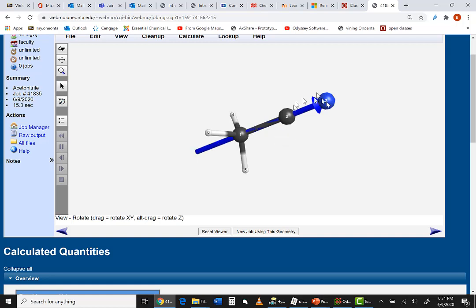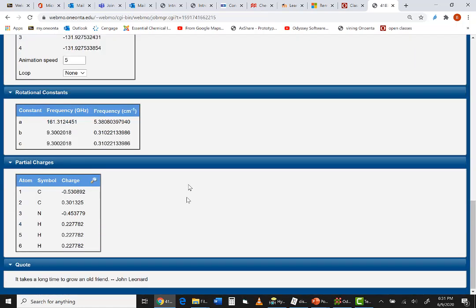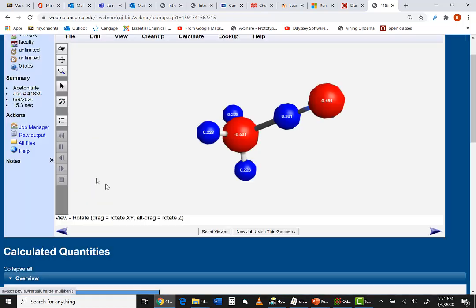It makes sense because the nitrogen is the most electronegative atom, and the hydrogens over here are the least electronegative atoms, so they would be most likely to be positive. We can see the actual charges on each of the atoms. If we scroll down to here and click on partial charges, the sizes of the atoms here are not the actual sizes of the atoms. The sizes that are shown are indicative of the magnitude of the charges, both positive and negative, on the atoms.